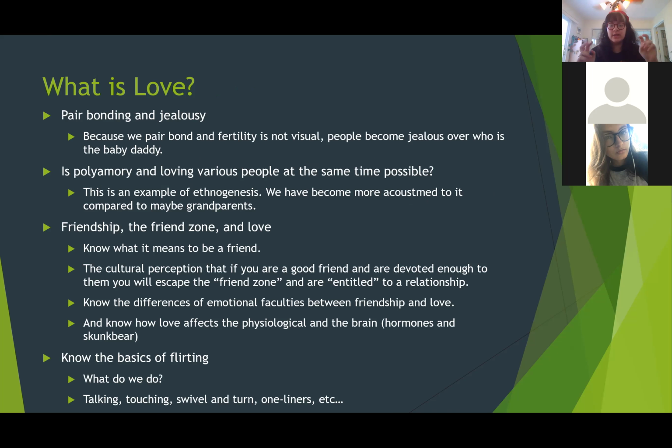So first of all, let's talk about the main points of what you need for the what is love mini lecture. So first you need to know what is pair bonding and how that works into jealousy. Pair bonding is basically how we pair with mates, so how we get into marriages and relationships and stuff like that.